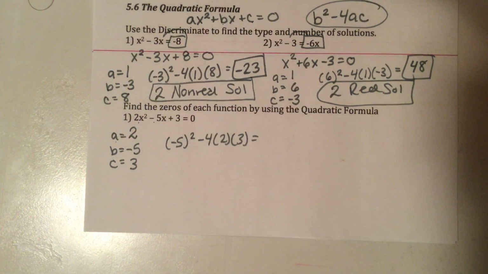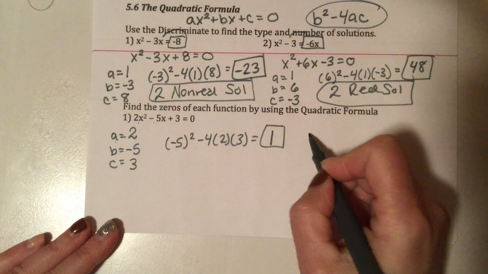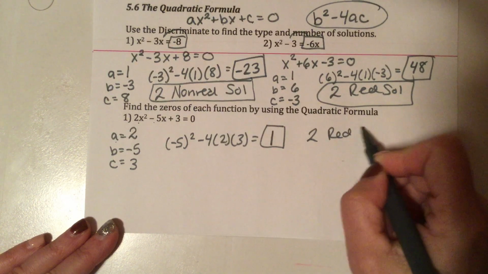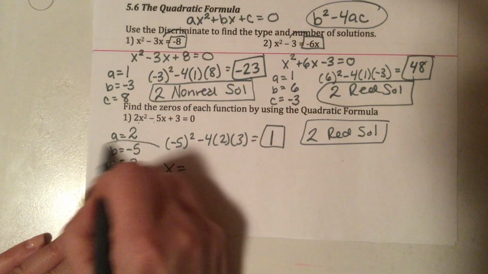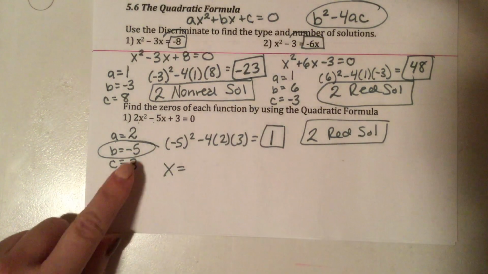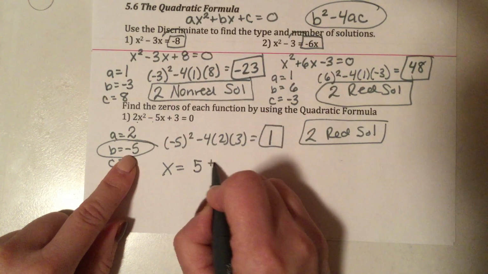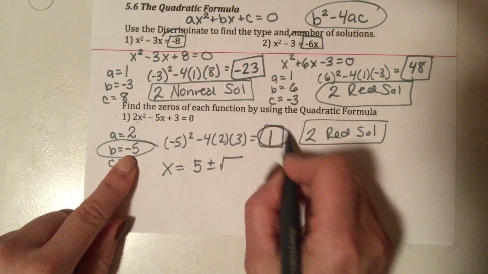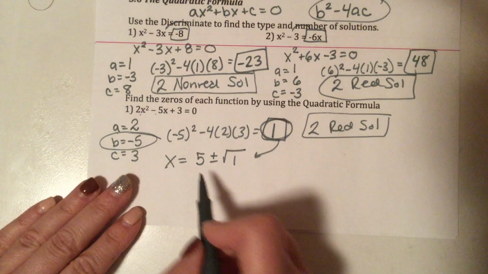This gives me the number that goes underneath the radical, underneath that square root symbol. And I end up with 1. This is positive, so my final solution, I should have two real solutions. So x equals negative b. B is a negative 5. Negative of a negative makes it a positive 5. Plus or minus the square root. That's where this comes into play. The number you just calculated goes underneath the radical.